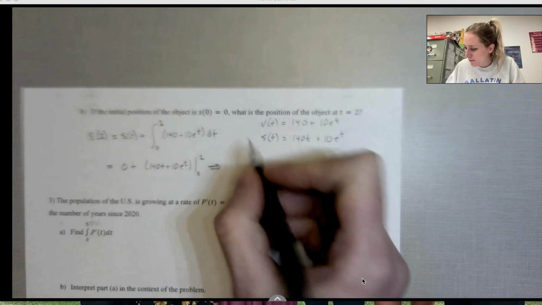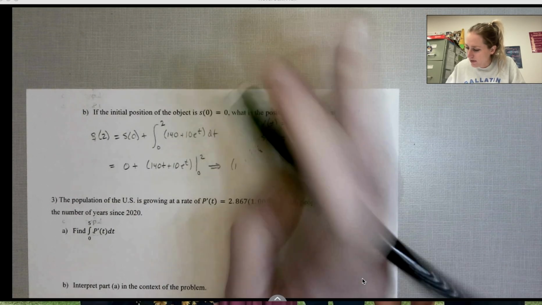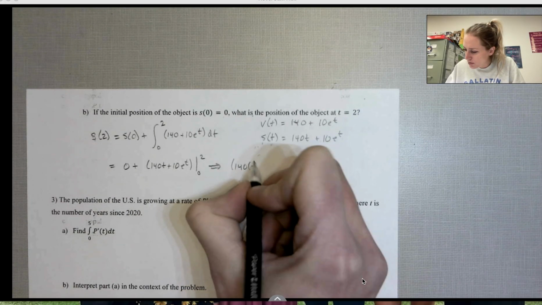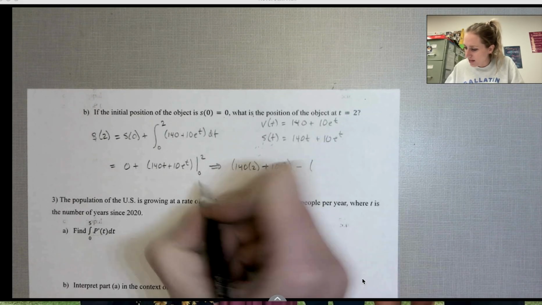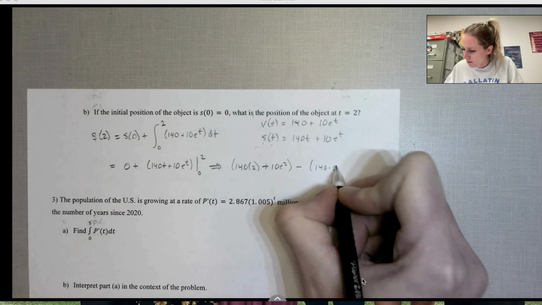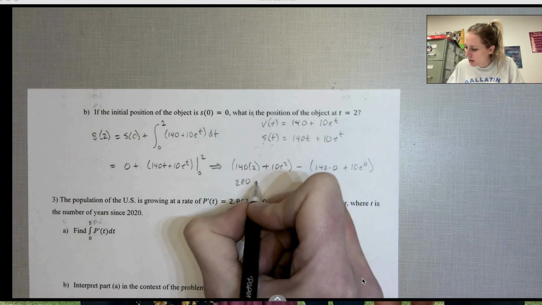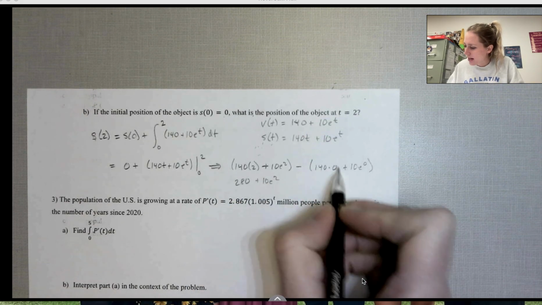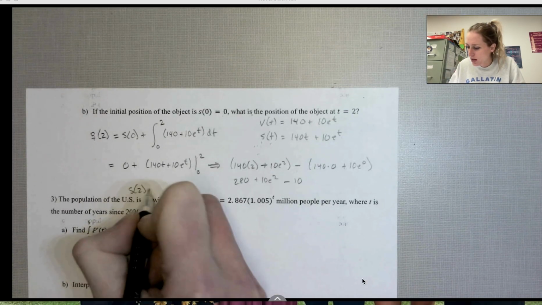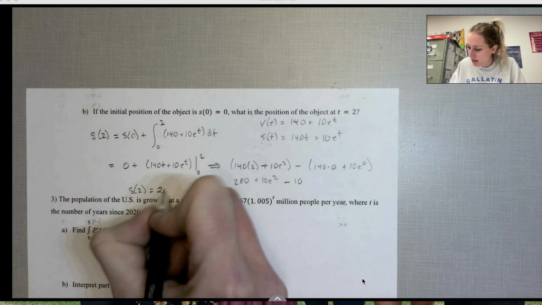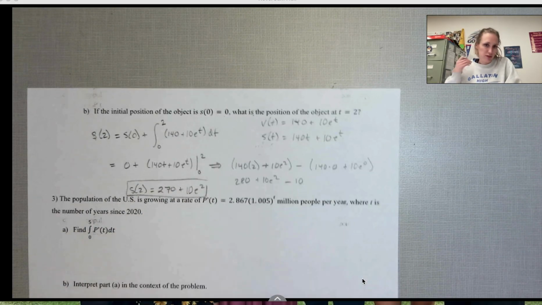So 0 goes away, right? And this first part is, oh, sorry, not 10, 140. 140 times 2 plus 10e squared. And then minus, now I'm plugging in 0, so 140 times 0 plus 10e to the 0. Okay, so here I get 280 plus, I'm just going to leave that as 10e squared. That's 0, that's 10, so minus 10. So I get s of 2 equals 270 plus 10e squared. I could turn this to a decimal as well, you guys, if I wanted to. I'm just going to leave it like that.